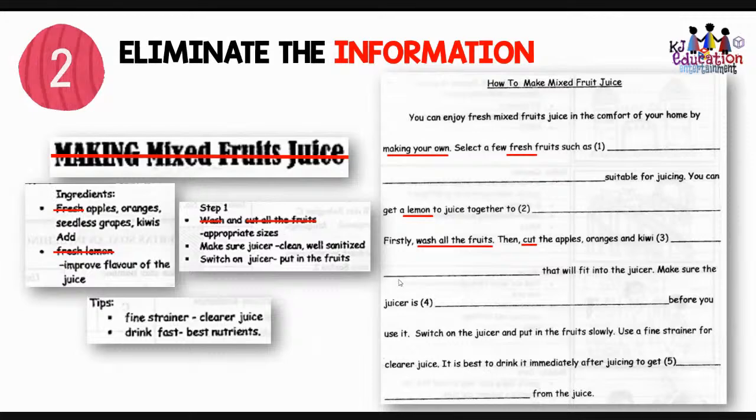Moving on, we have the word make sure the juicer. As you can see, the word is over here. So we're going to cut them off. The next one would be switch on the juicer and put in the fruit slowly.